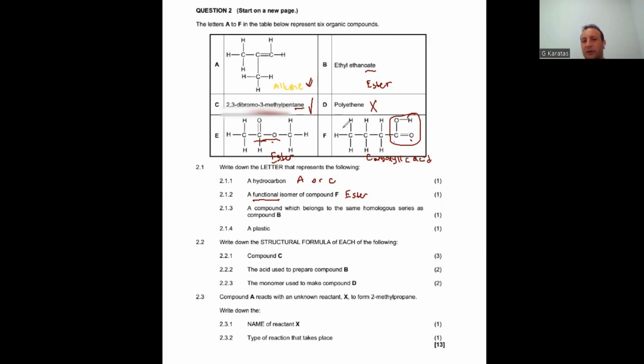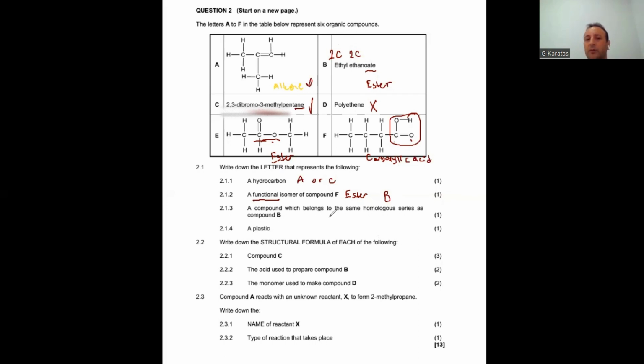Then to decide which one it is, we need to count the number of atoms. In compound F, I have 1, 2, 3, 4 carbon atoms. But in compound E, I have 1, 2, 3. So E cannot be a functional isomer of compound F. But when we look at compound B, ethyl means you have 2 carbons, and ethanoate has 2 more carbons. In total, we have 4 carbons. So the correct answer is B. B is a functional isomer of compound F.